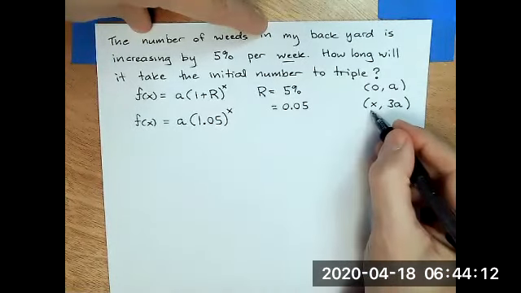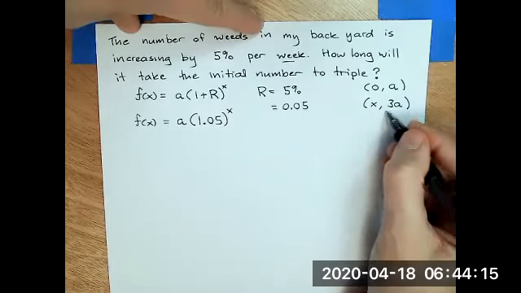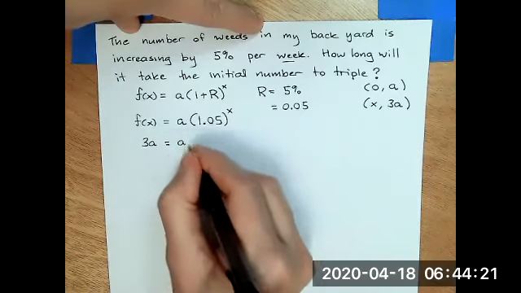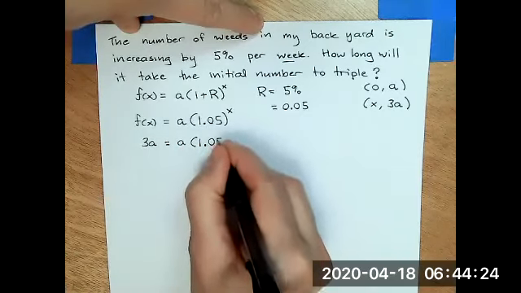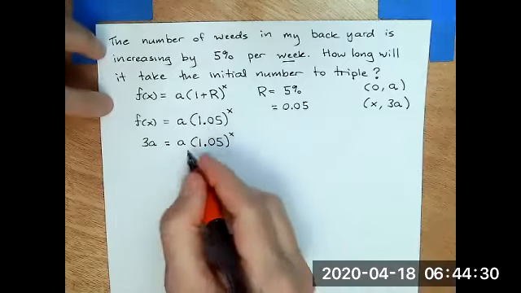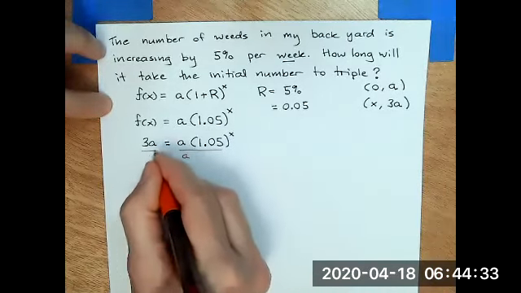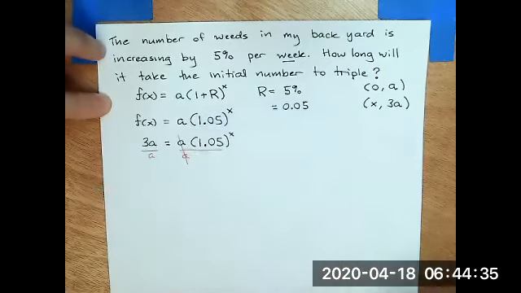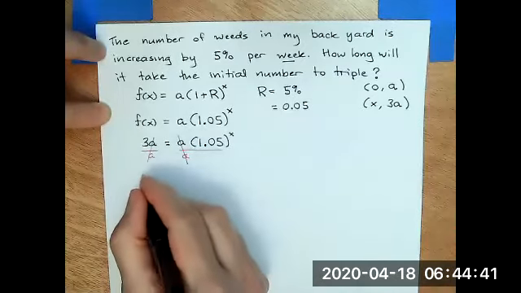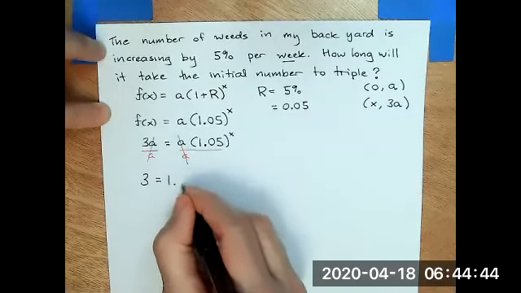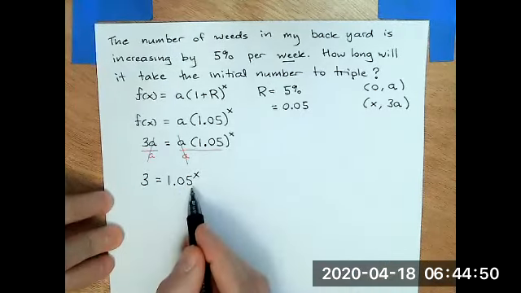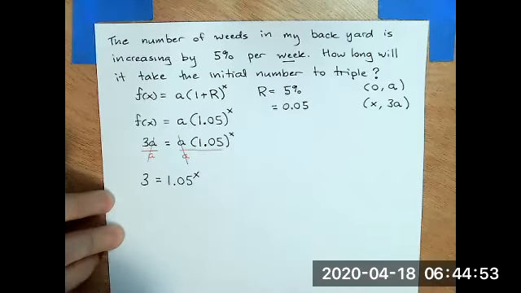I want to find the time required for the initial amount to triple, so I just put 3a for my y value. And then I divide both sides by a. A over a equals 1. 3a over a equals 3. And now that I've simplified it as much as possible, I'm going to take the log of both sides.